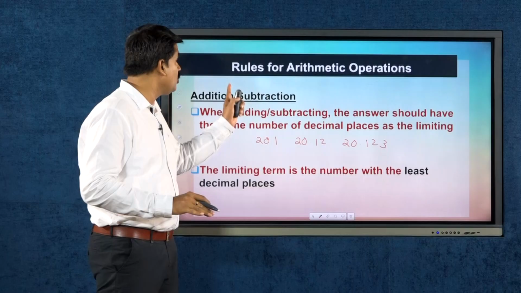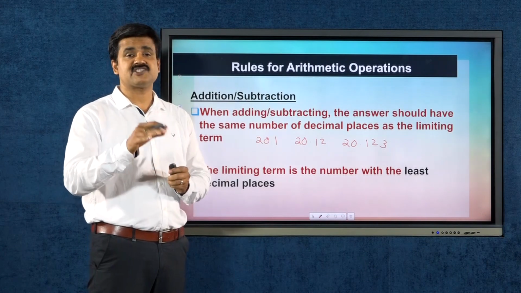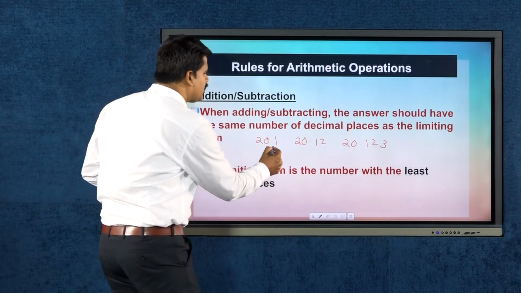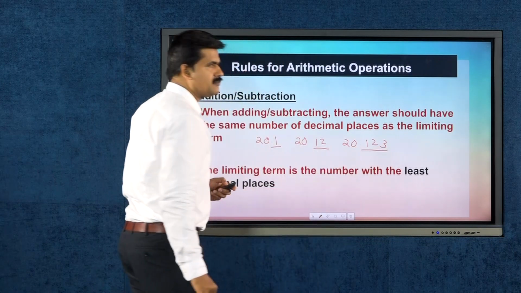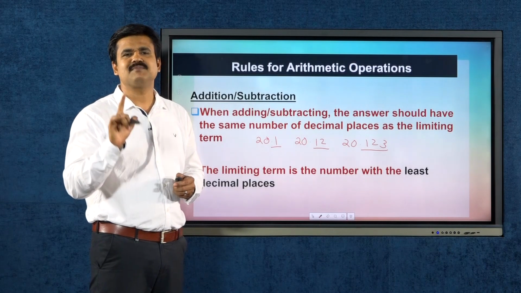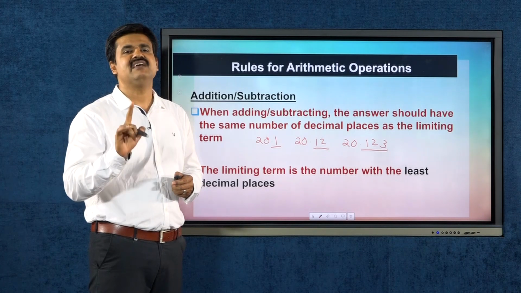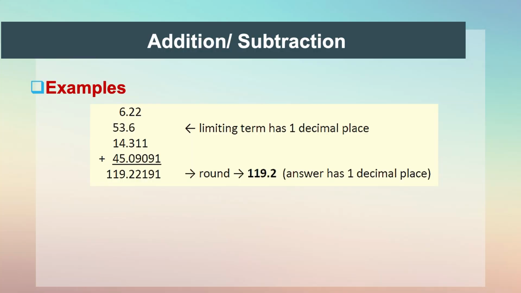This is applicable to the arithmetic operations addition or subtraction. Same rules for addition as well as subtraction. So, three quantities are in front of you. Here there is only one decimal place, two decimal places, three decimal places. So, the number with the minimum number of decimal places is said to be the limiting term whenever you are dealing with addition and subtraction. Now, we can illustrate addition and subtraction by taking some examples.